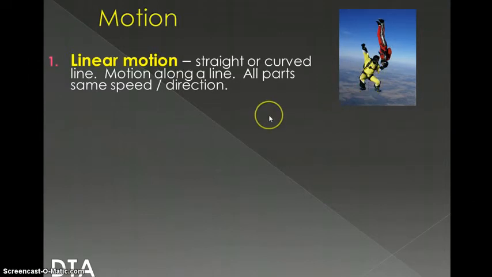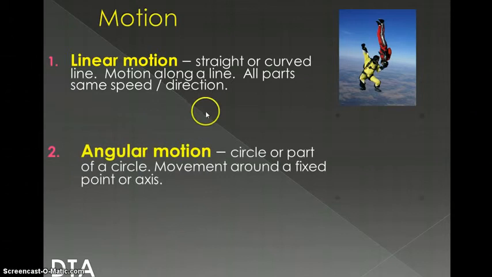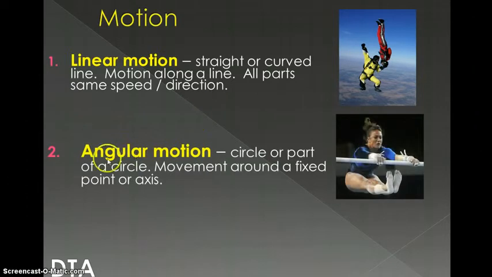Okay, we'll look at some examples in a minute, but we'll look at the other two different types of motion first of all. The next one is this form of angular motion. This one is the movement within a circle or the part of a circle, but the key thing is the movement around a fixed point or axis. So as the gymnast rotates around that bar there, we can describe that as angular motion.